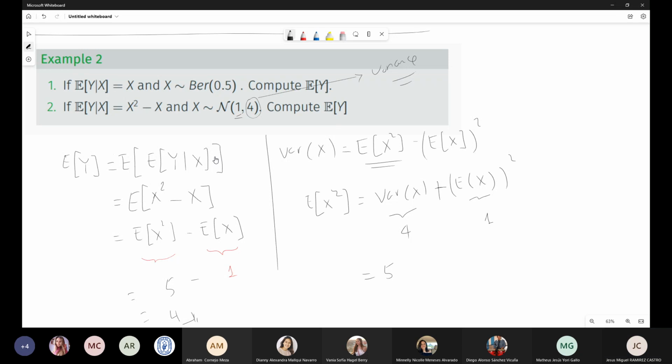¿Todo bien? A ver, a ver, a ver. Abril, ¿todo bien? Alejandra, ¿todo bien? Sí, profe.